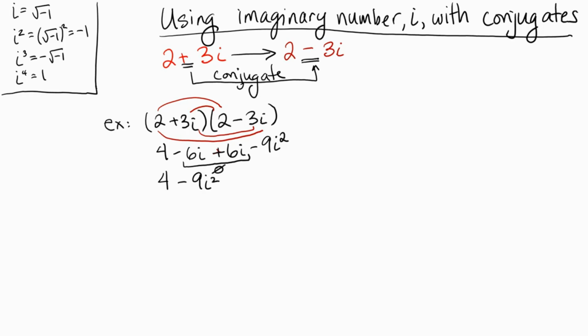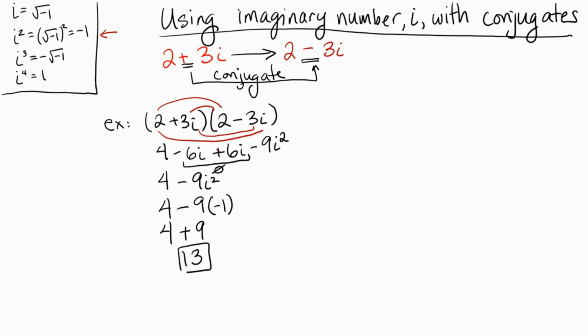Now, if we take a look at what i squared actually is, we can take a look over here. i squared is actually equal to negative 1. So we're going to plug that value in. So we're going to do 4 minus 9 and replace i squared with a minus 1. So that's 4 minus 9 times negative 1, so that's positive 9. So 4 plus 9 is 13. So notice we took 2 conjugates that didn't really give us a single answer, and then we ended up with this really lovely answer at the end.